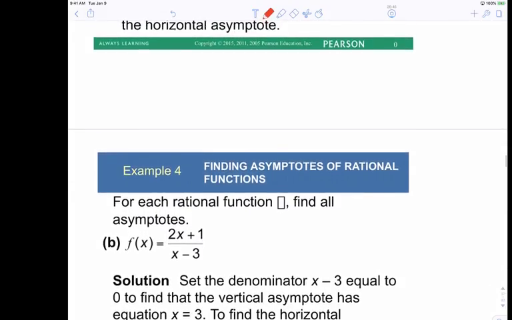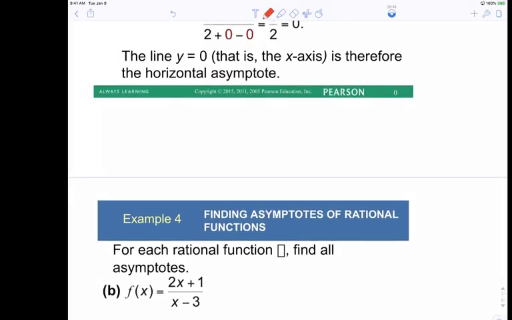What's the degree of the numerator here in part B? It's 1. What's the degree of the denominator? 1, right? So is it less than, greater than, or equal to? They are equal to each other. So we take the ratio of the leading coefficients. What's the leading coefficient of the numerator? What's the leading coefficient of the denominator? 1, right? So the ratio is going to be 2 over 1. So the horizontal asymptote is going to be y equals 2.